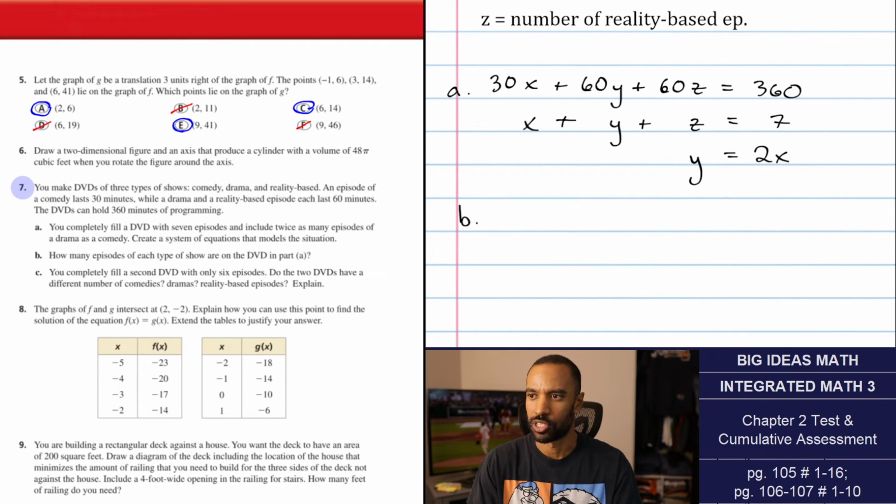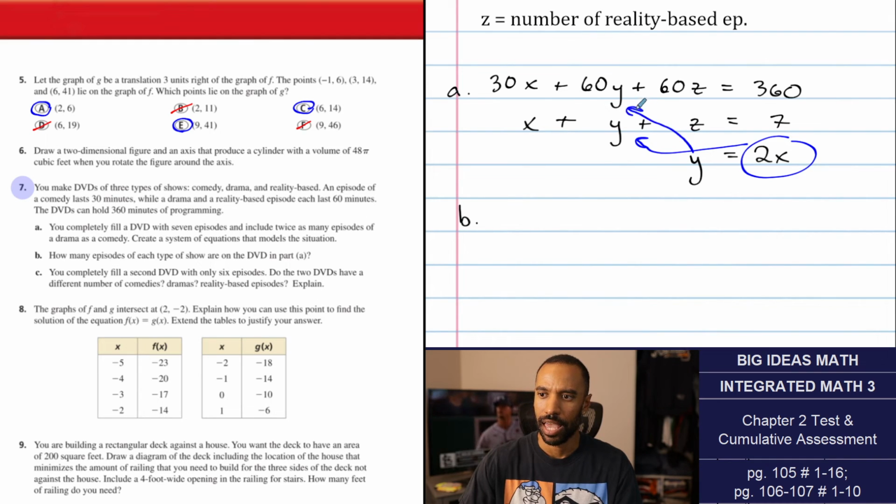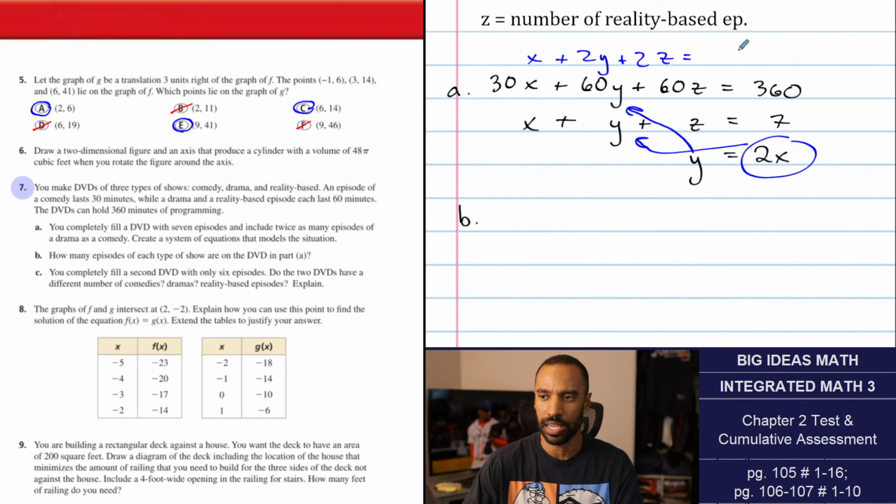Now we have to solve this system. I'm going to use substitution. I got 2x that can go in for y here and here. By the way, on my first equation, I can divide everything by 30, and that'll give me x plus 2y plus 2z equals 12. Don't tell me that dividing doesn't help you ever, because it totally does there. But I'm going to plug it into that one, I guess, now.